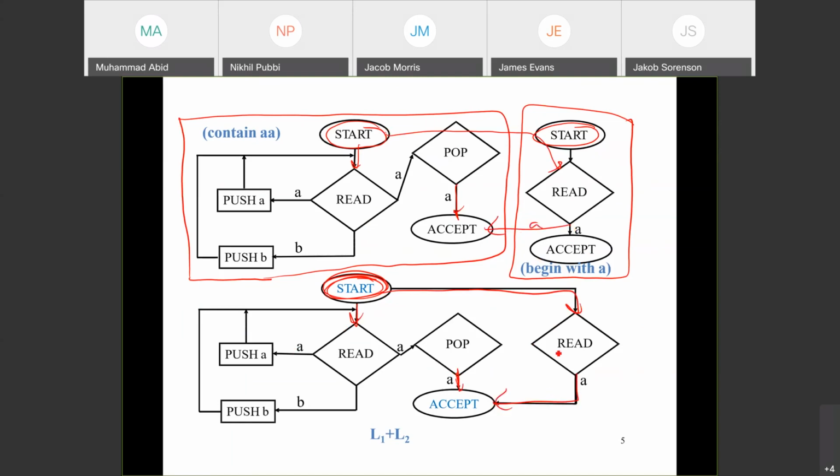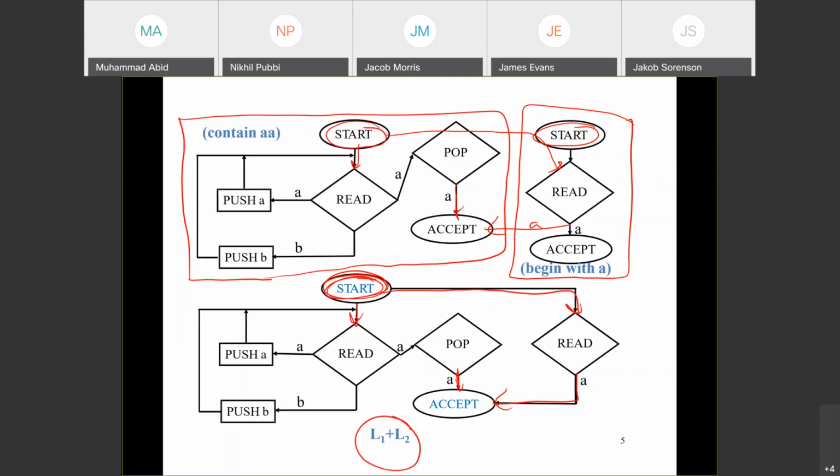So this is very easy. You just merge the start and the final states of both machines without changing or deleting any label of the edges, and you will get L1 plus L2. So physically, when you have two machines, this is how you deal with L1 plus L2. This is a very easy example of that.